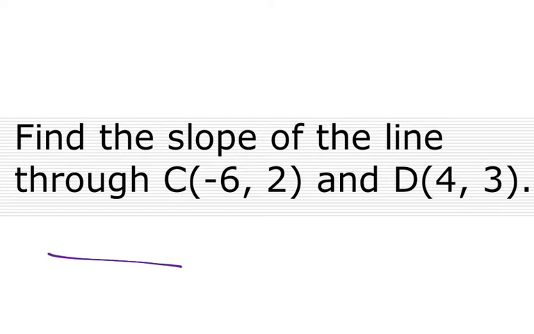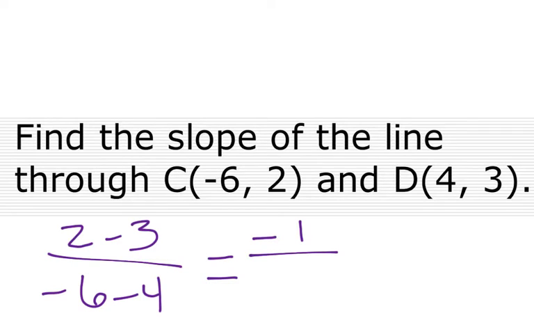Okay, same thing. So in the top, we're going to subtract the y's. So we have 2 minus 3. And on the bottom, negative 6 minus 4. Remember, if you start with point C on top, you've got to start with point C on bottom. 2 minus 3 is negative 1. Negative 6 minus 4 is negative 10. We know that 2 negatives make a positive, so my slope is actually 1 over 10. My rise is 1, my run is 10. You go up 1 over 10.